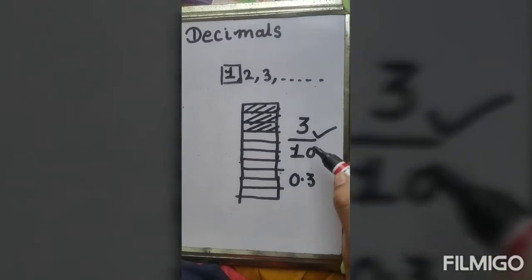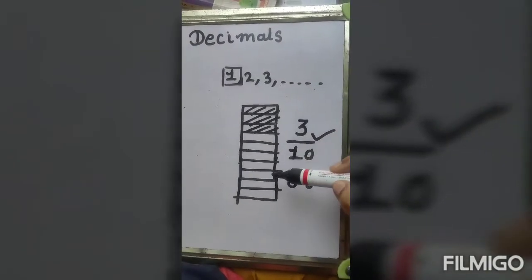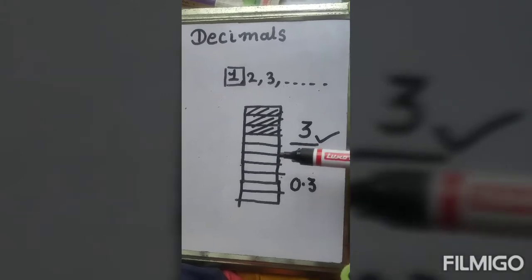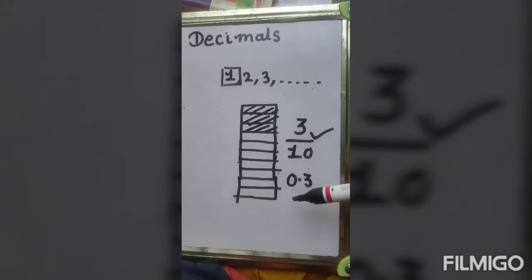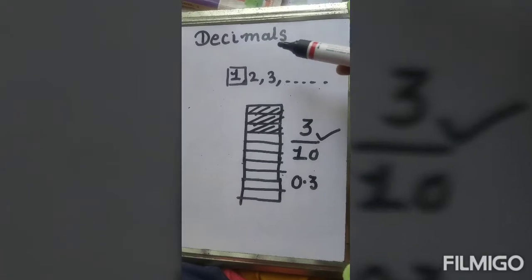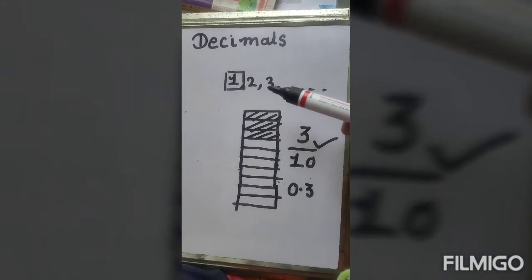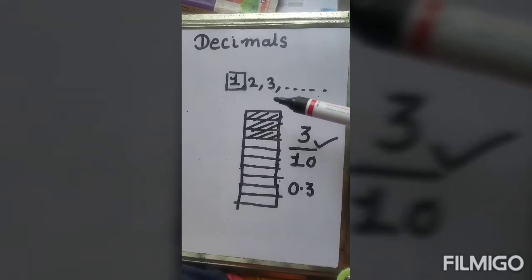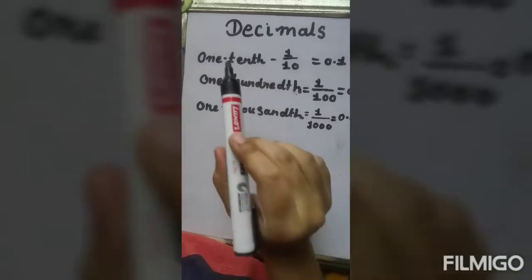And if something is even smaller, then we can divide it into 100 parts also, and then we will write its value. And we can divide it into 1000 parts also, and then we will be writing its value. So, we use decimals when something is less than the whole value. It means if something is less than 1, we use the decimal point there. Let us see some values.